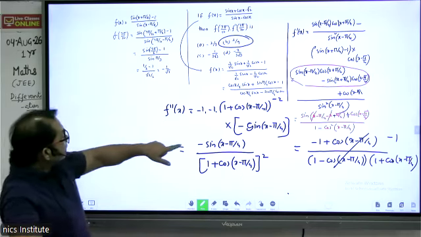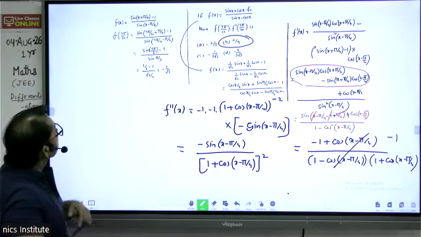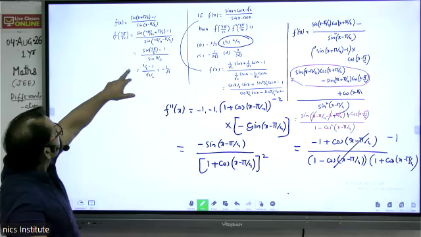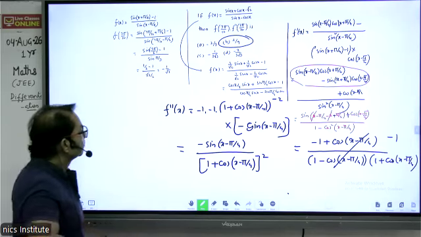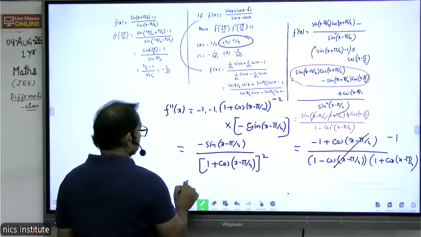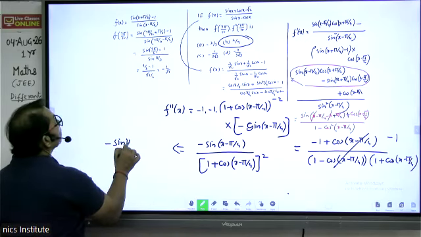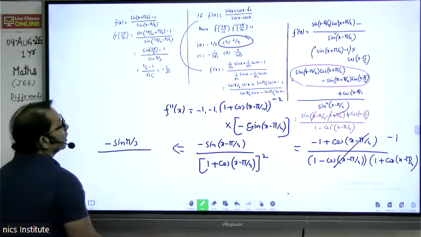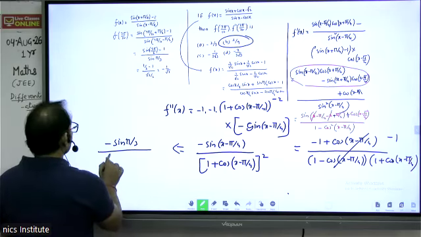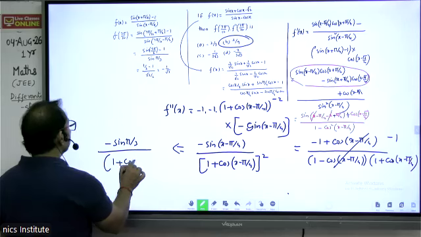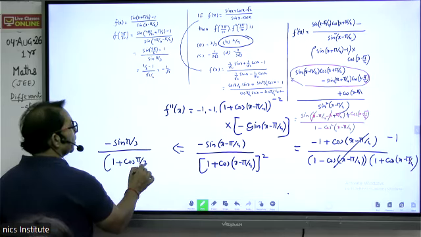Now, what is 7 pi by 12 minus pi by 4? It was pi by 3, no? So this is sine of pi by 3. And this is 1 plus cos of pi by 3.